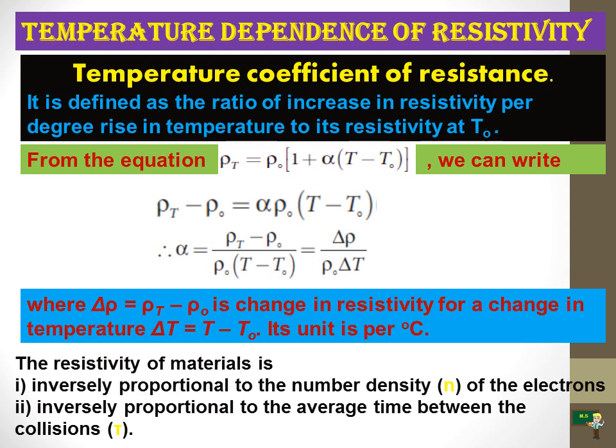So the resistivity of the material is inversely proportional to the number density n of electrons, and it is inversely proportional to the average time between collisions, which is represented by the symbol tau.